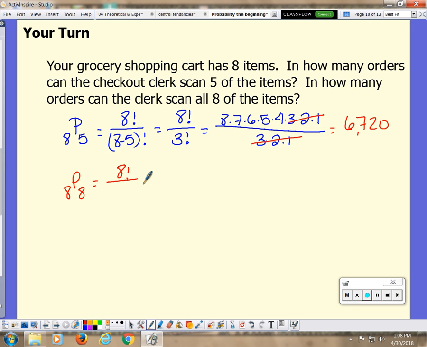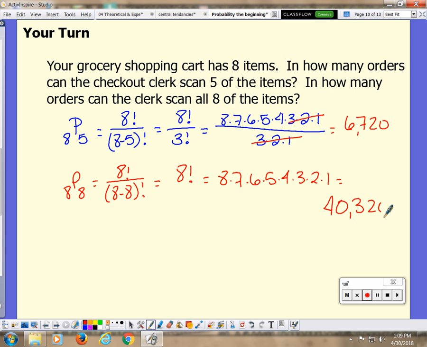So now that's 8 factorial over 8 minus 8 factorial. So really what I have is 8 factorial, which is really 8 times 7 times 6 times 5 times 4 times 3 times 2 times 1. And when you put that all into your calculator, you will find out that there are 40,320 different ways that you can take the stuff out of your cart and put it onto that conveyor belt.